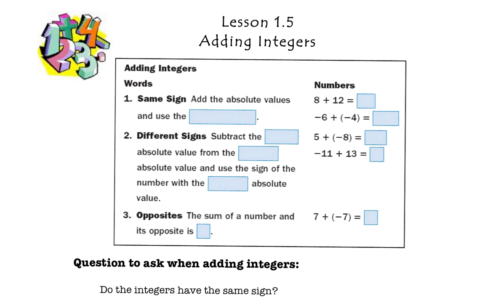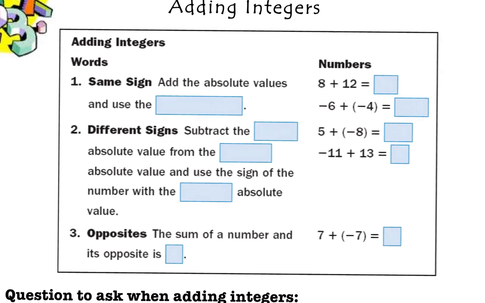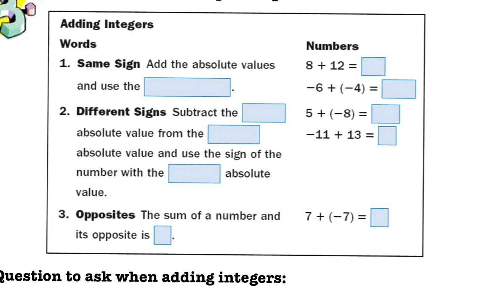All right, so one rule is that if they have the same sign, in other words, if they're both positive or both negative, then we add the absolute values, meaning we add the two numbers, how far they are from zero, and use the same sign, or the common sign. In other words, when we add two positive numbers, which you've done since kindergarten or first grade, like 8 plus 12, those are both positive, so we add 8 and 12, and my answer is going to stay positive.